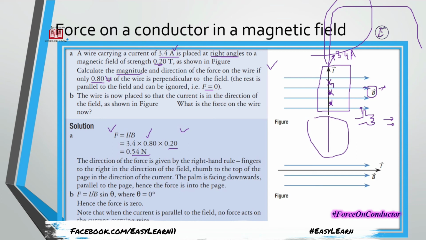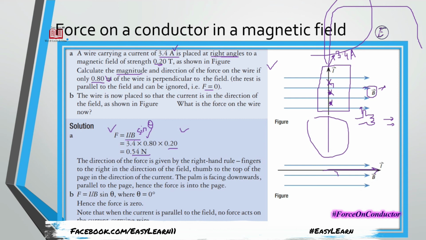Okay, a second case: the wire is now placed so that the current is in the direction of the field. The field direction is the same, but the direction of the wire is changed, and it is now making an angle of 0 degrees with the field, because it is placed parallel. When the angle is 0, it means sine 0. You know, this is not the complete formula. The complete formula is when we append sine theta to it.